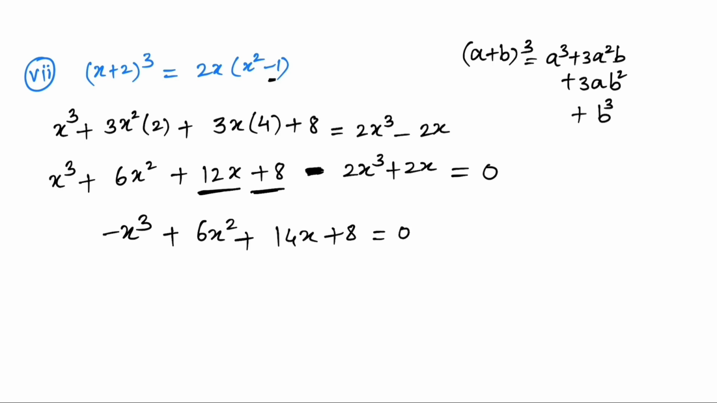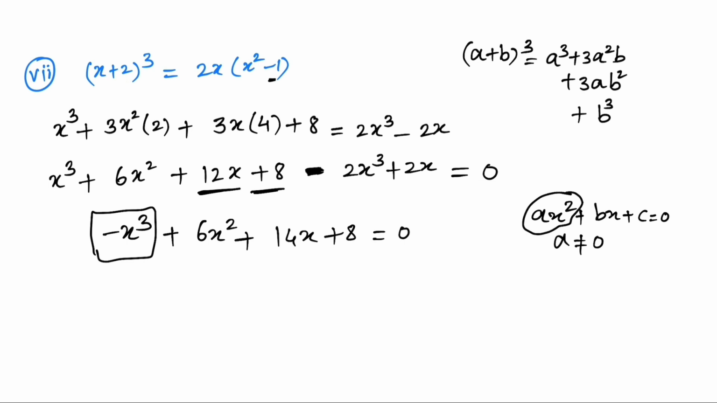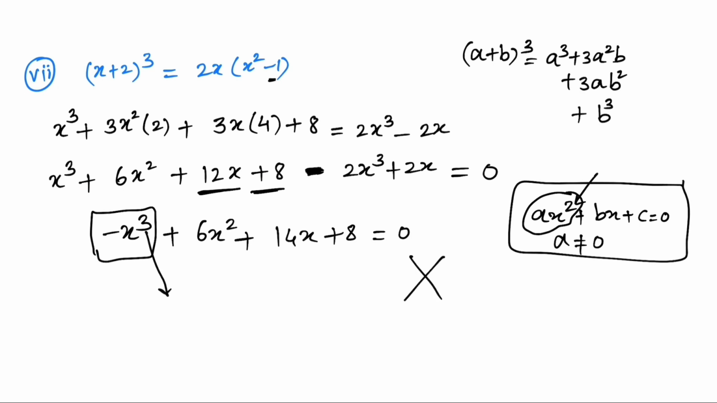Now here we have this term minus x cube, right, and we know that for a quadratic equation we must have ax square plus bx plus c is equal to 0, right. That means with this a not 0. So we have the power of x as 2, right. The highest power of this equation must be 2, but here we have this 3, right. So this is not a quadratic equation.